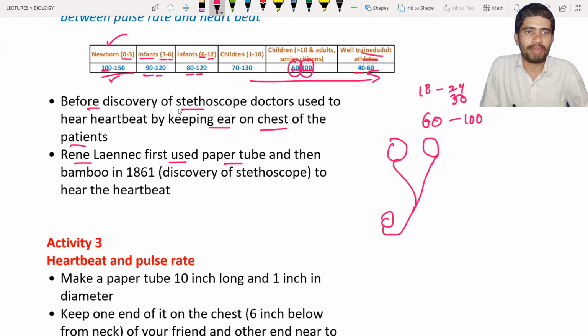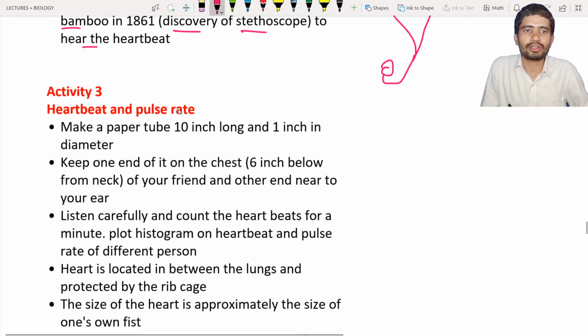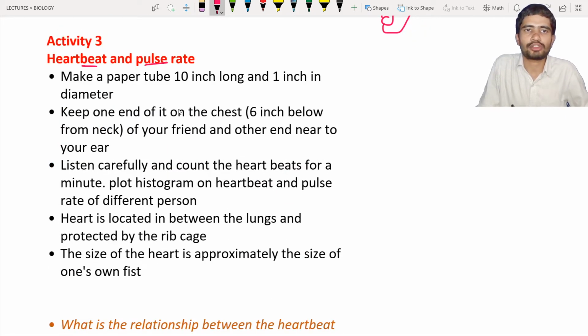Later he used a bamboo stick. The bamboo stick was used to hear the heartbeat, and this is the first discovery of the stethoscope to hear the heartbeat. Next is Activity 3, which is about heartbeat and pulse rate.